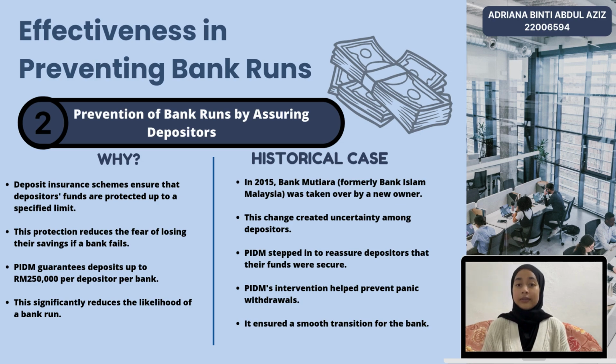So the first effectiveness is the prevention of bank runs by assuring the depositors. One of the most important roles of deposit insurance is to prevent panic-driven withdrawals, which are a primary trigger for a bank run. In Malaysia, Perbadanan Insurans Deposit Malaysia, which is PIDM, plays a crucial role in this process by guaranteeing deposits up to RM250,000 per depositor per bank. For example, in 2015, when Bank Mutiara, formerly known as Bank Islam Malaysia, was taken over by a new owner, there was a lot of uncertainty in the market. However, the PIDM deposit protection helped reassure depositors that their funds were secure, preventing a potential panic withdrawal.